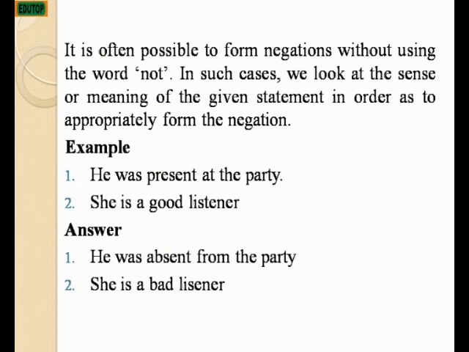It is often possible to form a negation without using the word not. In such cases, we look at the sense or meaning of the given statement in order to appropriately form the negation. For example, he was present at the party. The opposite of present is absent. So just say he was absent from the party. Mind you, we'll change some things there. Present at, absent from. She is a good listener. She is a bad listener. Which means the opposite of good is what? Bad.